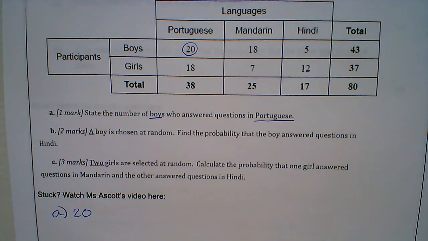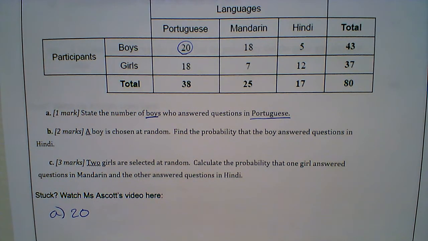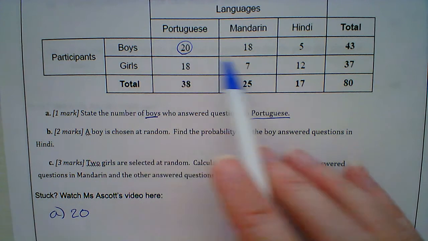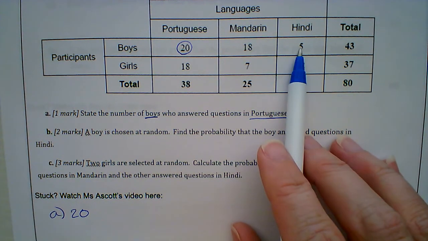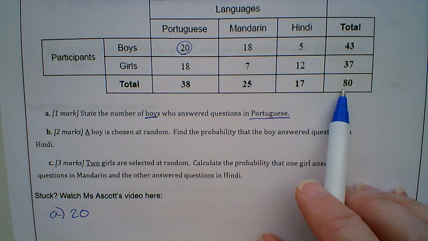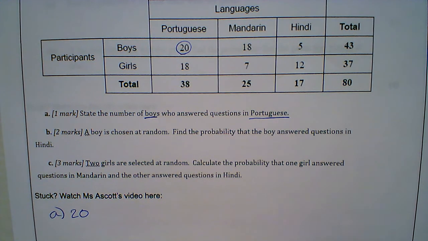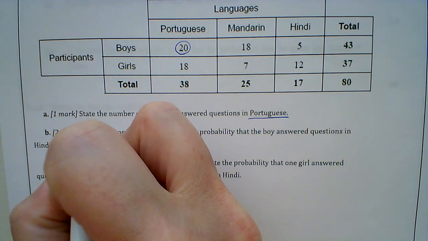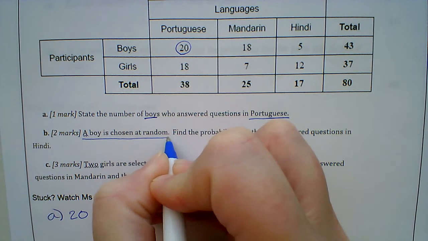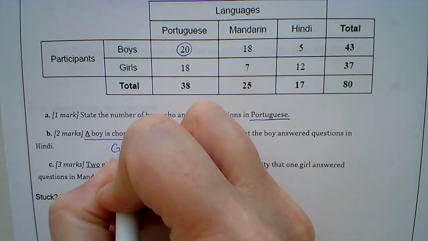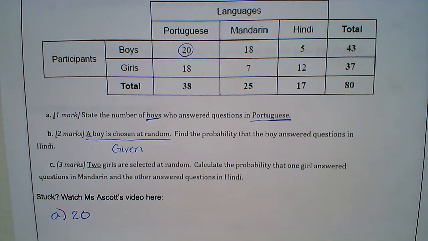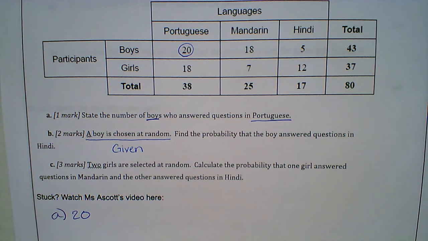All right, this is a little bit deceptive. It might be really tempting to jump over here and go 5 out of 80, because 5 boys answered in Hindi, and there's 80 participants total, right? The thing we need to be careful of is a boy is chosen at random. Notice this is actually a piece of given information. Notice I'm not trying to find the probability of a boy. I know that it's a boy.